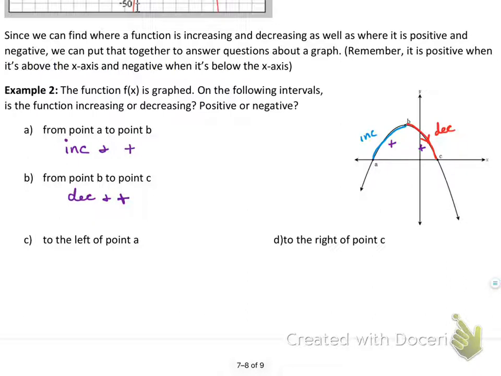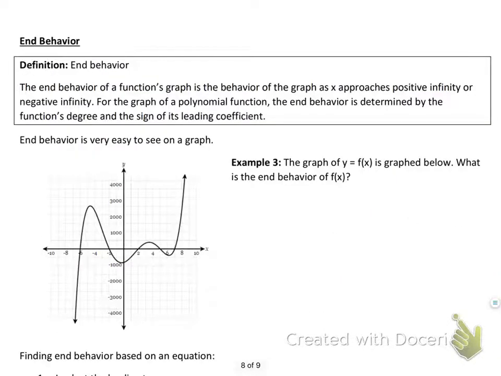All right, to the left of point A. Remember, I go from left to right. That's going up, so that's increasing. And this time, it is below the x-axis, so it is negative. So it is increasing, but negative. And then to the right of point C, that'd be over here. So it's going down, because we're still going from left to right. So it is decreasing, but it's below the x-axis, so it is negative. So decreasing and negative. Abbreviations are fine, just make sure I know what you're saying.